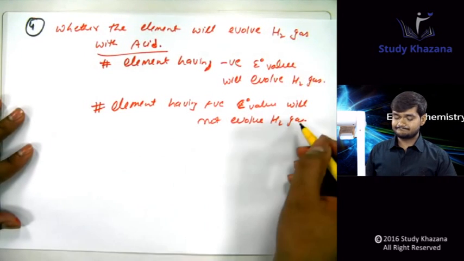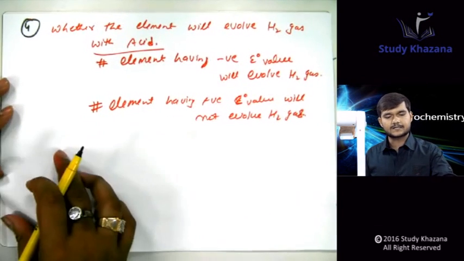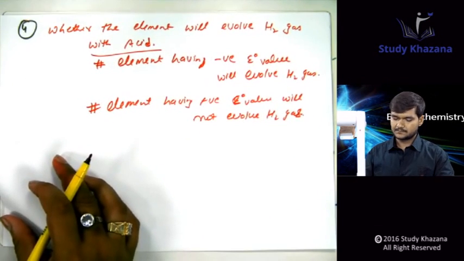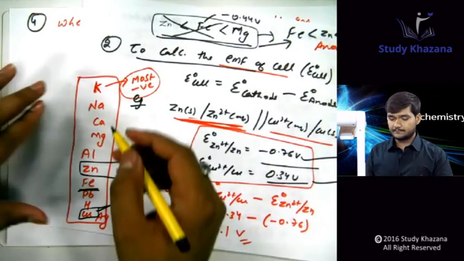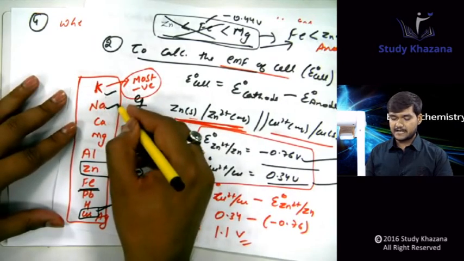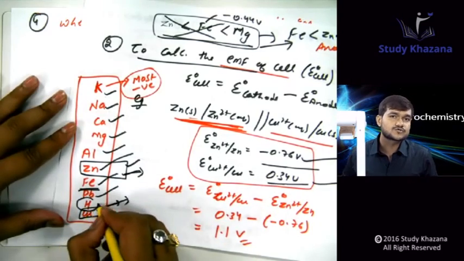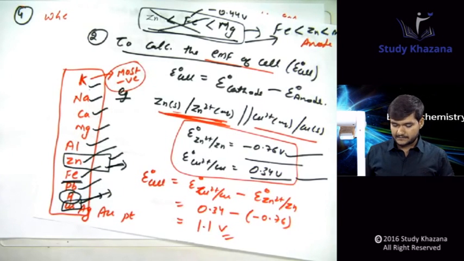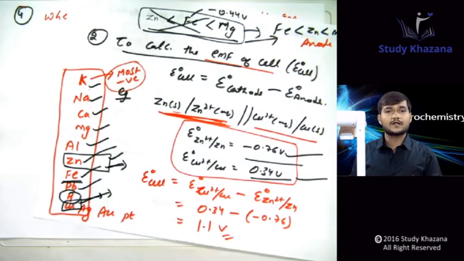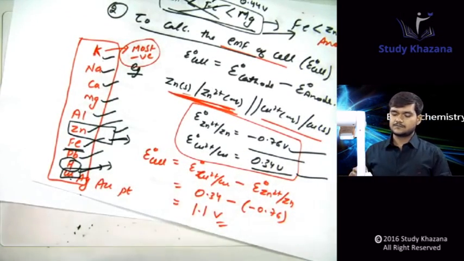I have already told you the reactivity series. Potassium, sodium, calcium, magnesium, aluminium, zinc, iron, lead, they all lie above hydrogen in the reactivity series. So they can easily displace hydrogen from the acid. And you can see copper and silver all lie below hydrogen, so they cannot displace hydrogen from the acid.